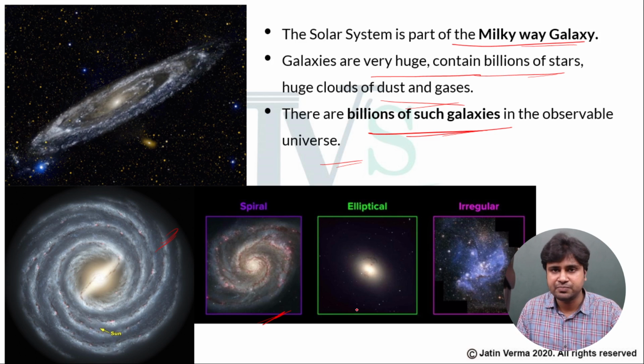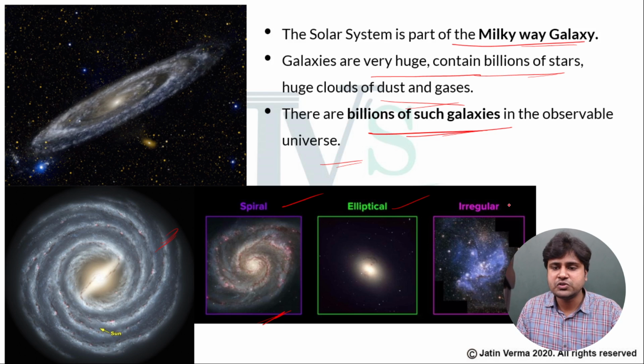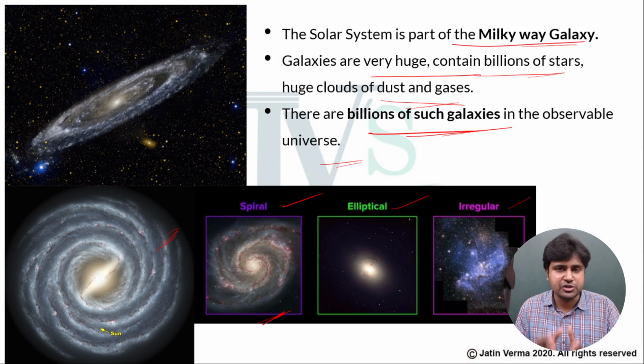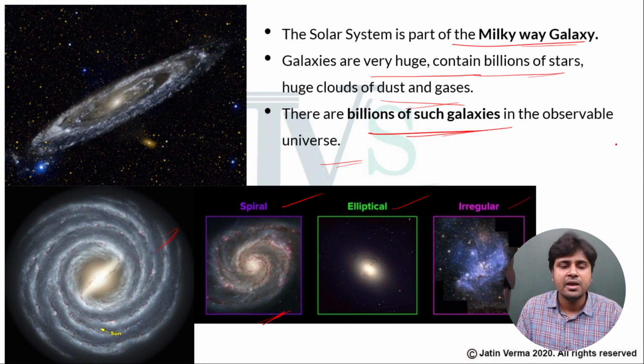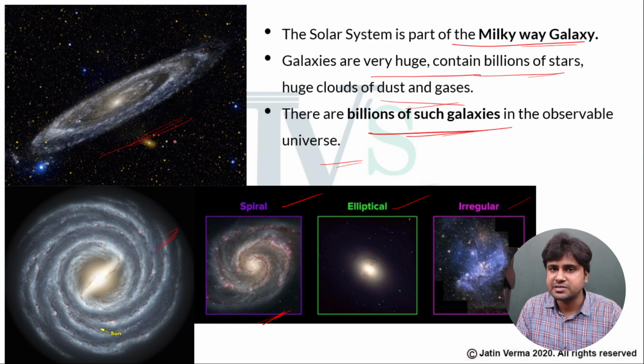It is spiral. So galaxies have different shapes basically. You have spiral galaxy, and then you have elliptical galaxy, and also some of the galaxies are irregular. They don't have any proper defined shape. Okay? Now, galaxies are not static, they are dynamic. Galaxies are in motion like this.